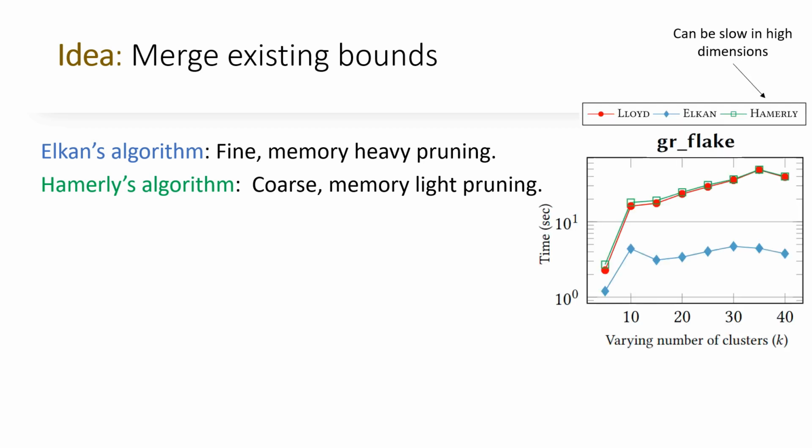And as we can see in a high dimensional space, there's a huge difference between these methods, and even Hämmerle can sometimes be slower than Lloyd due to the upfront cost of computing all the centroid to centroid distances.